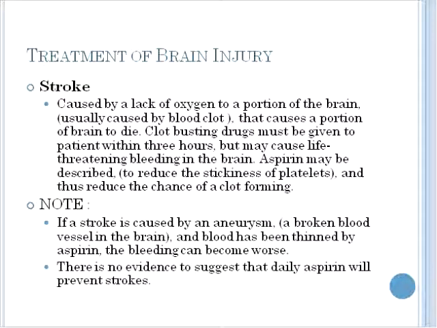Now, when brain injuries occur, it's important that they be treated and treated effectively. One of the more common brain injuries is a stroke. A stroke is caused by a lack of oxygen to a part of the brain, usually caused by a blood clot. This causes a portion of the brain to die. To treat this, clot-busting drugs had to be given to a patient within 3 hours, but they may cause life-threatening bleeding in the brain.